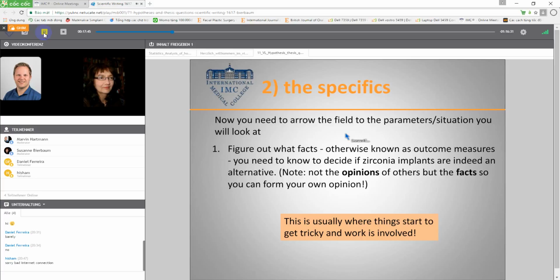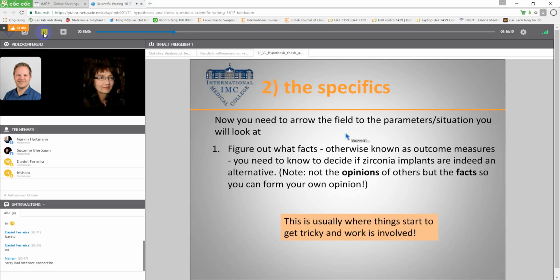Again, please note, yes, the facts. The facts are what other people measure. The opinions are the conclusions they drew from their measurements. You should definitely read the opinions and know them, but never use only their opinions. They may be wrong, they may be slanted or whatever. Not just opinions, just the facts.